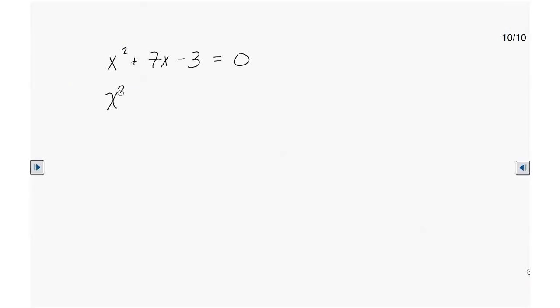X squared plus 7x plus blank is equal to 3 plus blank.